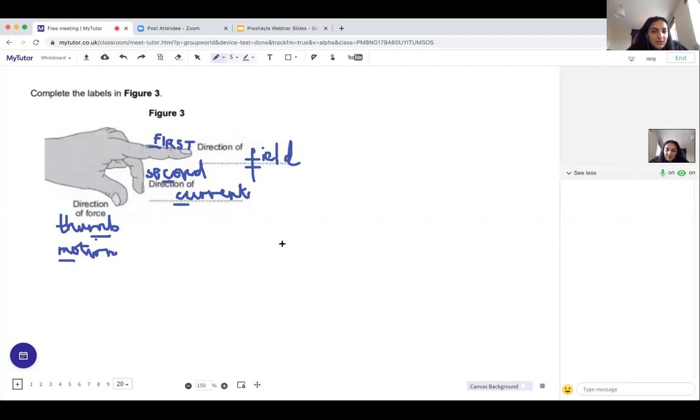The most important thing with Fleming's left-hand rule is that you do use your left hand and that you have the right angle here. You're not putting this parallel, this is also a right angle. So your first finger and your thumb should be at right angles, and your first finger and your second finger should be at right angles. So we get this shape.